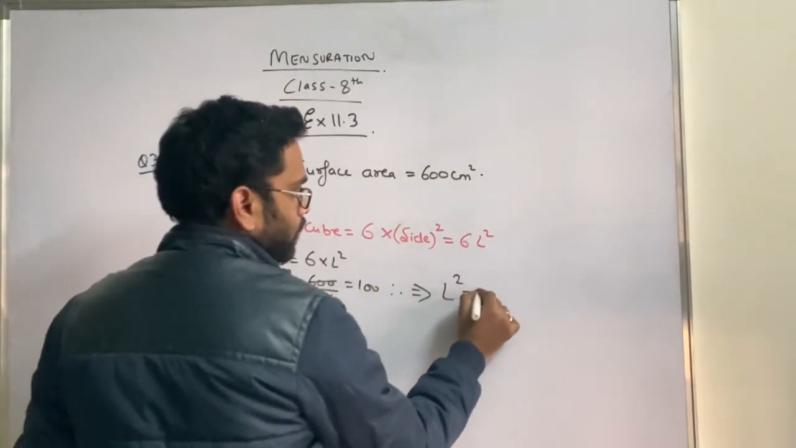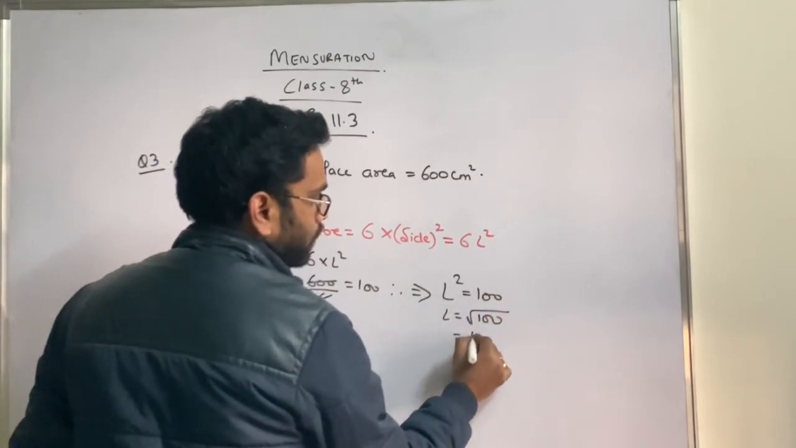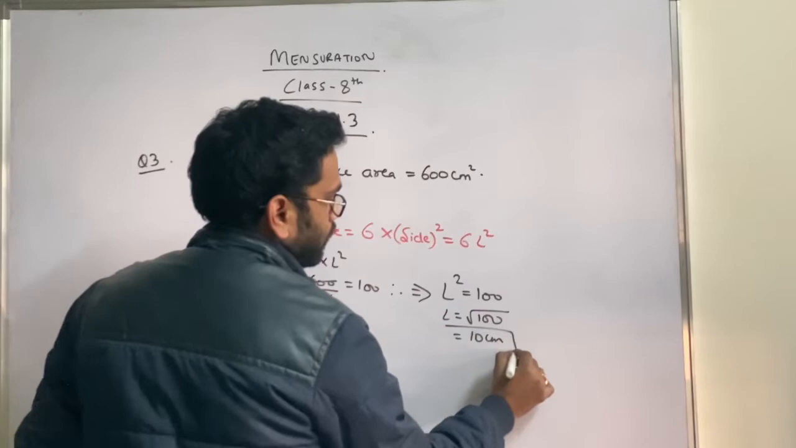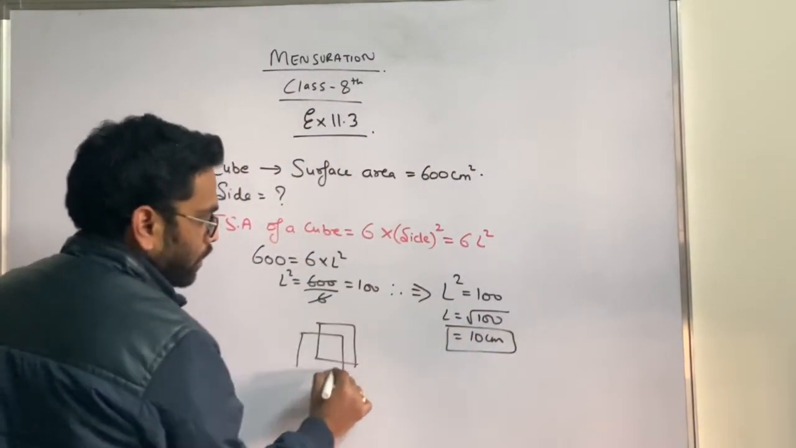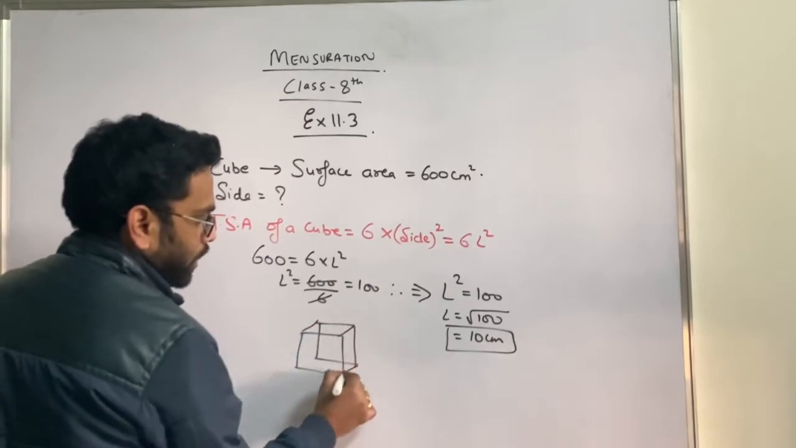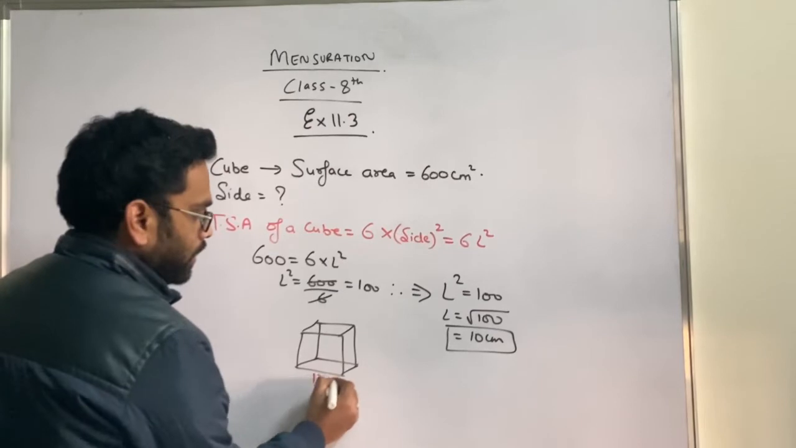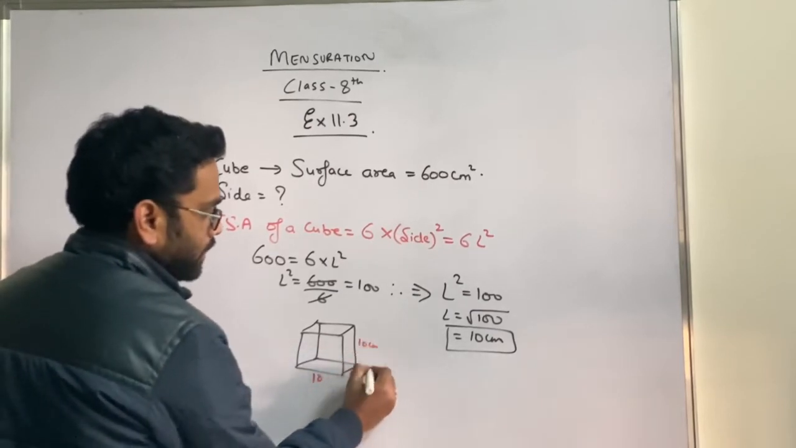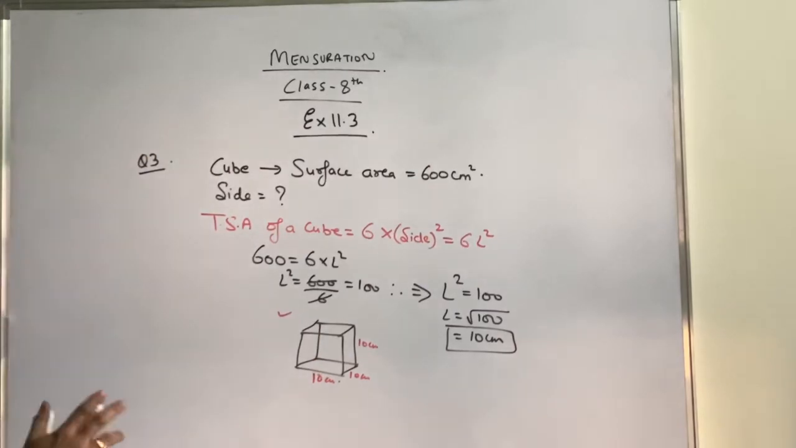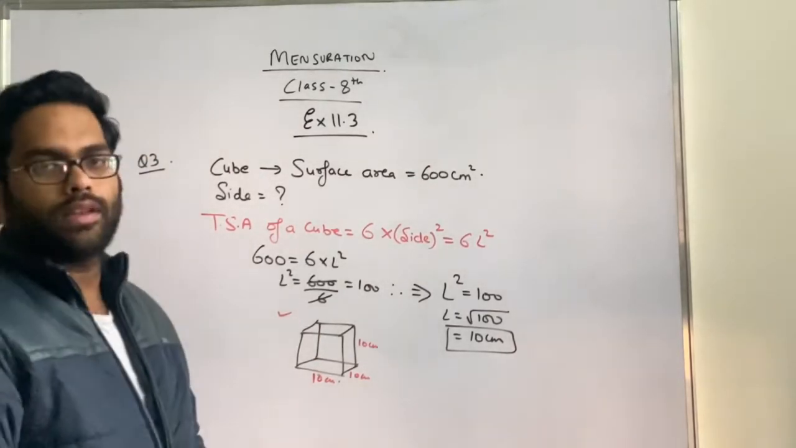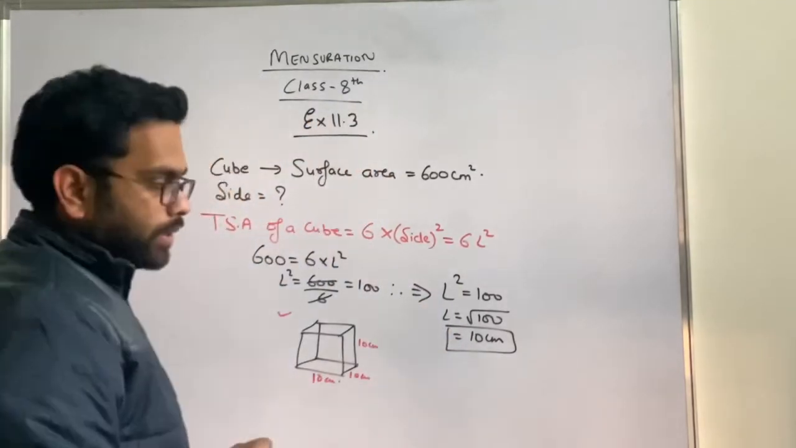So therefore L square is equal to 100. So L is equal to root 100, that is equal to 10 centimeter. So we will draw a cube in which every side is going to be 10 centimeter. So this is my question number 3. So I hope you are clear with the question number 3. Now let us see the question number 4.